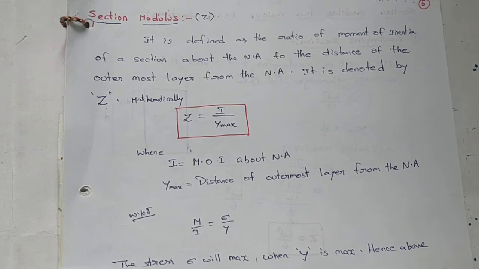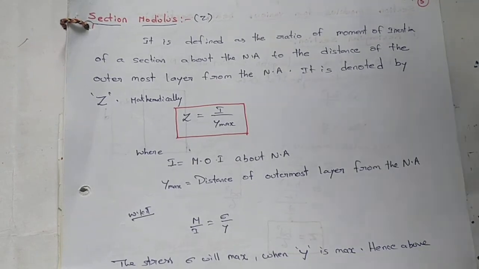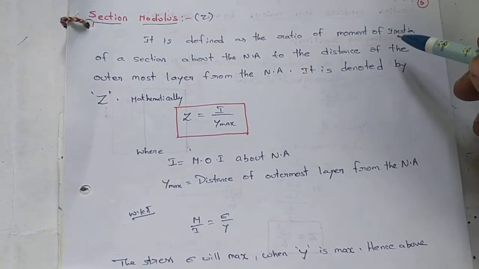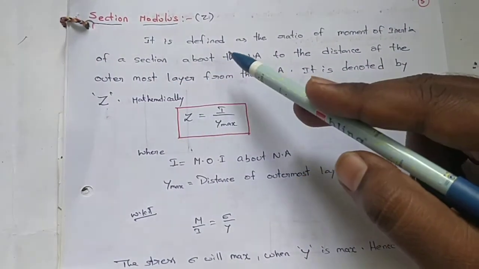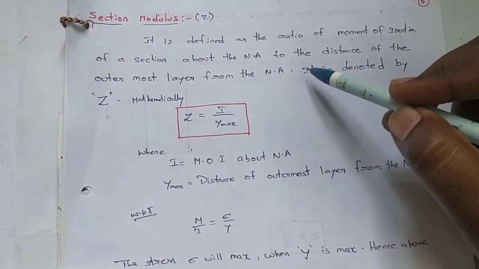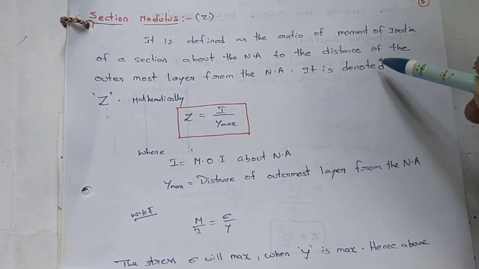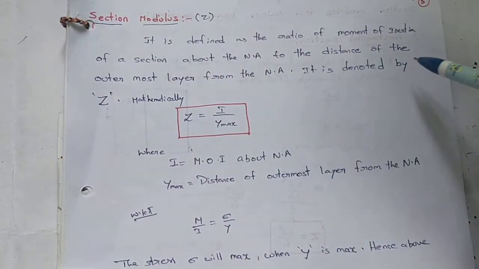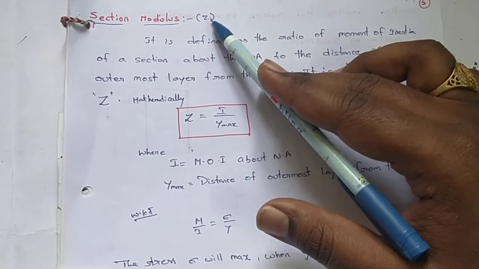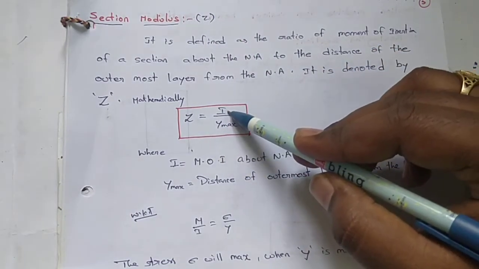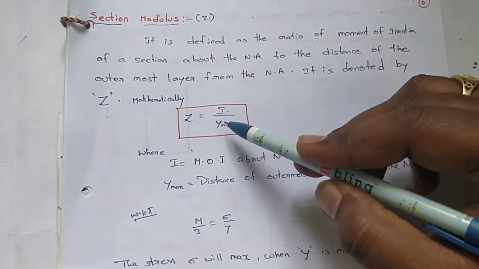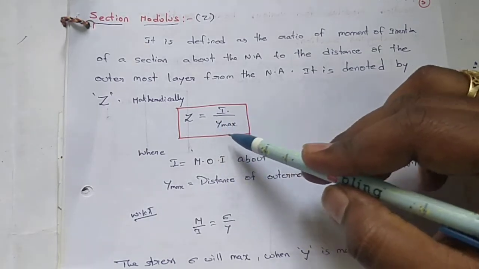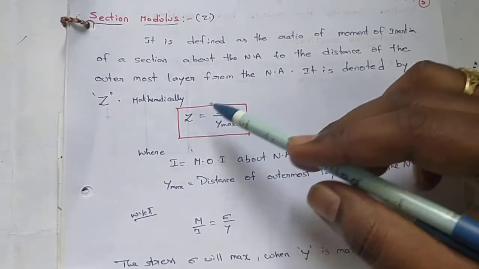Next, I am going to explain about section modulus. Section modulus is defined as the ratio of moment of inertia of a section about the neutral axis to the distance of the outermost layer from the neutral axis. It is denoted by Z. It is the ratio of moment of inertia I to the distance from the neutral axis to the topmost or bottommost layer of the beam.